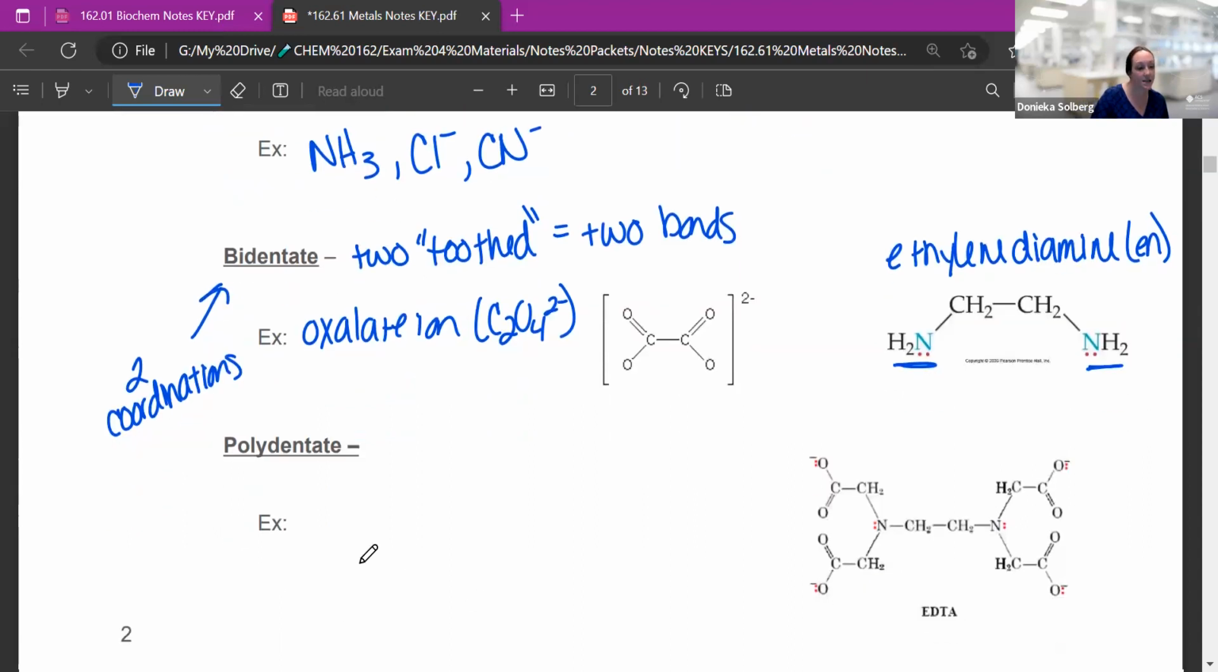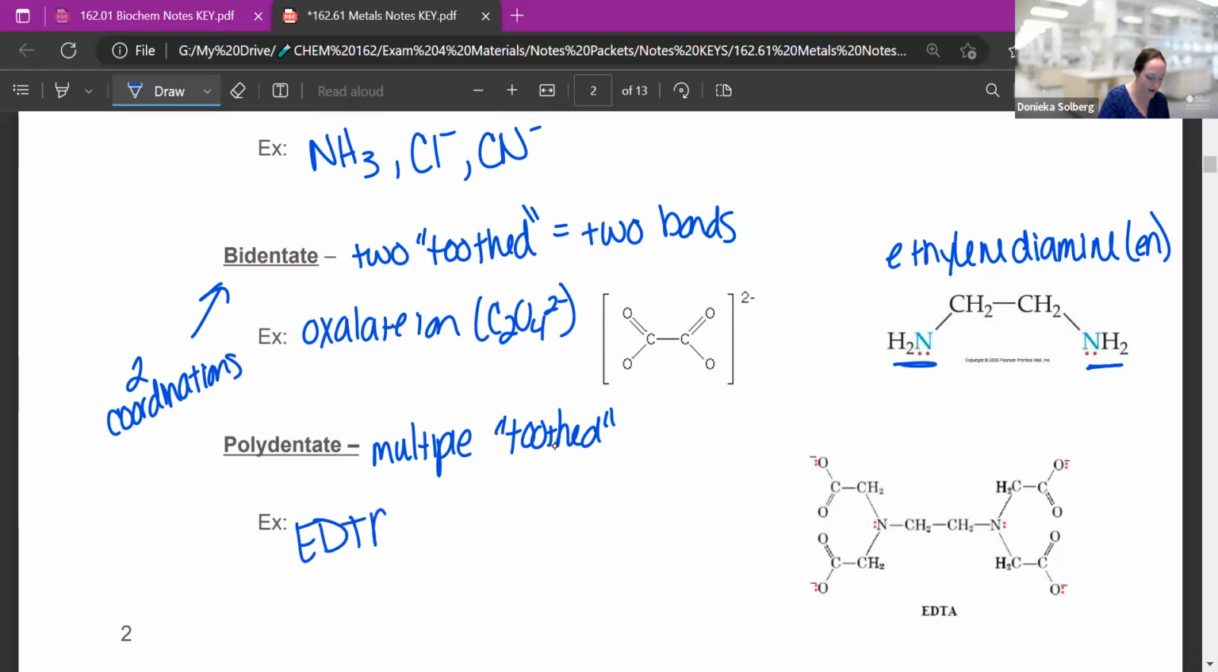And then polydentate is if it needs more than two, so of course, multiple toothed. Really the only one that you guys will come into contact with is EDTA. This is EDTA. Obviously, it's a very large molecule, which is why it has to connect in many places. This one actually connects in 4 places. And those are really the only ones that you guys are going to see when we start making these compounds.